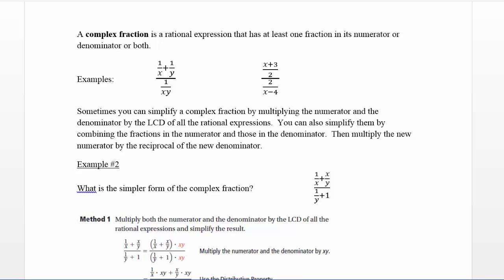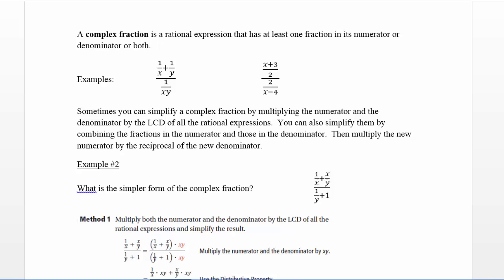Our last look at rational expressions is going to be in the form of what we call a complex fraction. Now, this is basically saying that the fraction by itself has a rational expression in the numerator and/or the denominator. And so these particular types of rational expressions can look very intimidating to simplify at first.